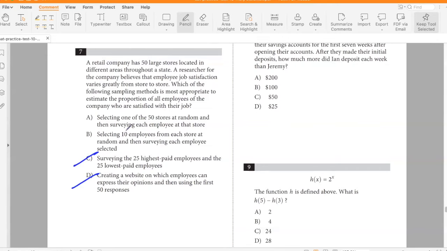Now, the problem with A is that you are selecting just one store at random and you're choosing all employees from there. So this will not give you a good idea of how employees across different stores feel about their work. So B is the best answer because now you're selecting 10 employees randomly from each store. So you'll get a good sample of employees from all stores, and that will tell you how the employees feel about the company.